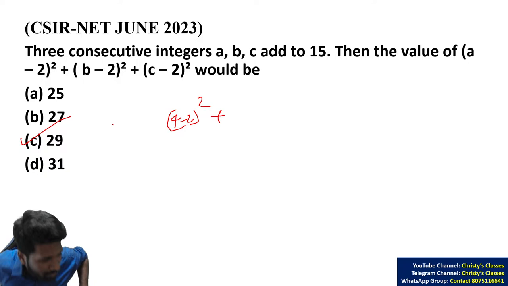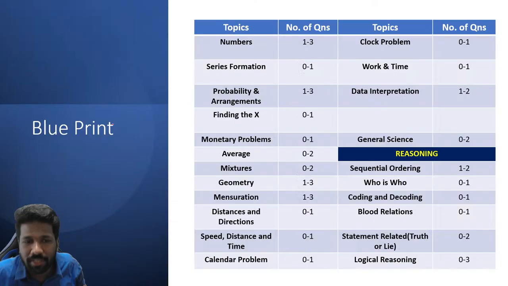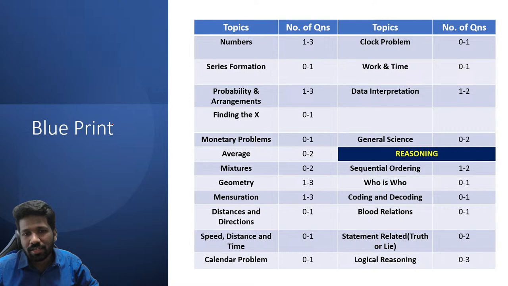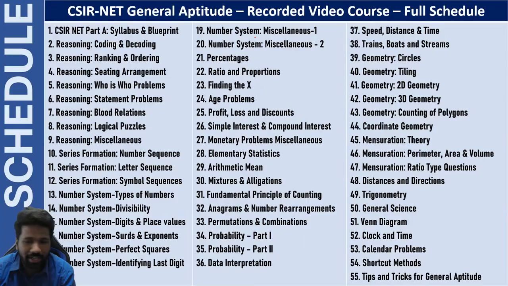So this is what I want to tell you. Different levels of questions will be asked. Easy questions, moderate level questions, difficult questions, all will be there. Today we discussed number system or numbers related different questions. 1 to 3 questions normally are asked on an average from this number system unit. And in the complete course, we have divided that into almost 8 lectures on number system alone.